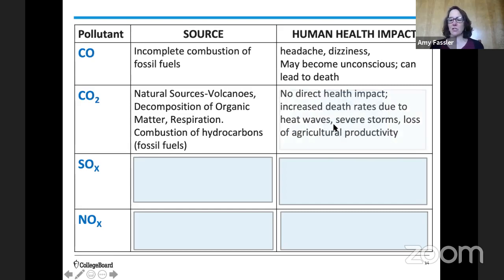There's no direct human health impact of me breathing carbon dioxide, but certainly many increased death rates linked to global warming and climate change as a result of adding more carbon dioxide.